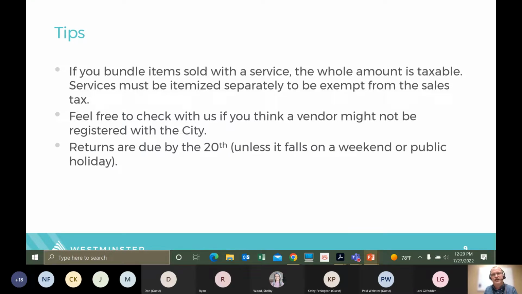And returns in general are always due by the 20th of the following month. If it's a quarter for you, third quarter is always due in October. Just remember the 20th. If that falls on a Sunday or a public holiday, then it moves to the next business day. But if you just keep the 20th in your head, then you won't be late. The online system at the moment does cut off at 11:59 on the 20th or the due date. Our new system hopefully won't do that. It'll let you file late, but the current system won't.